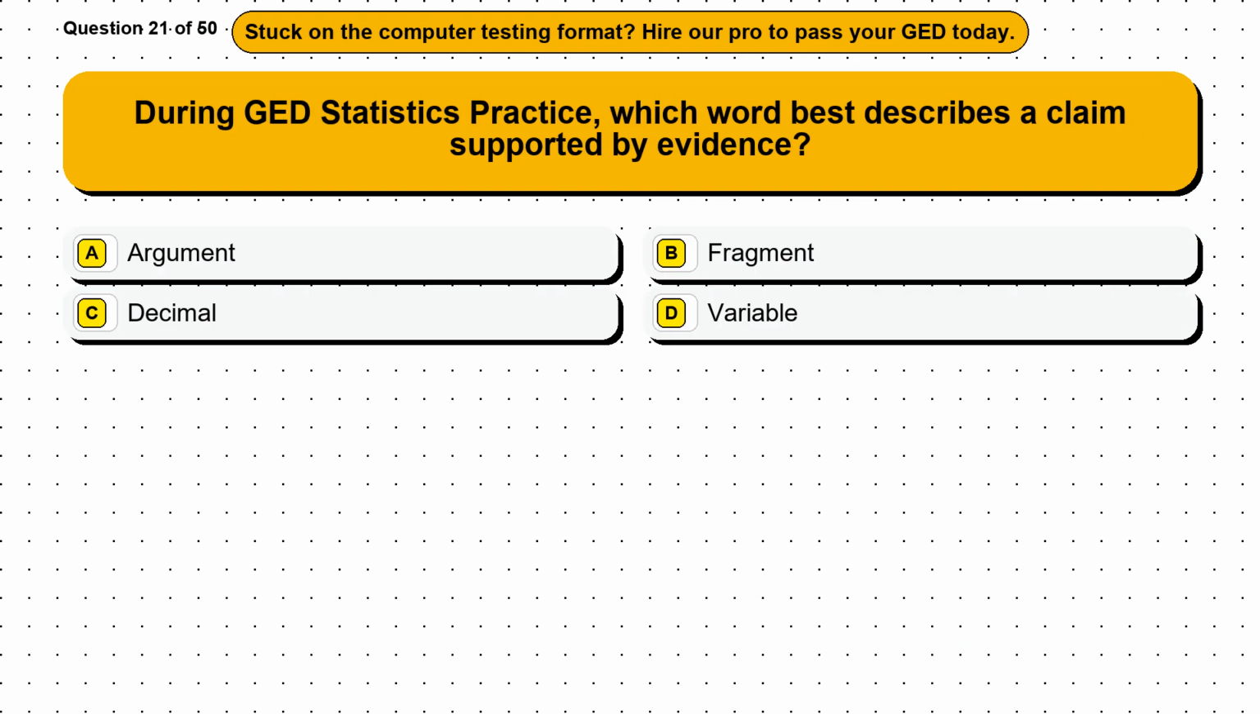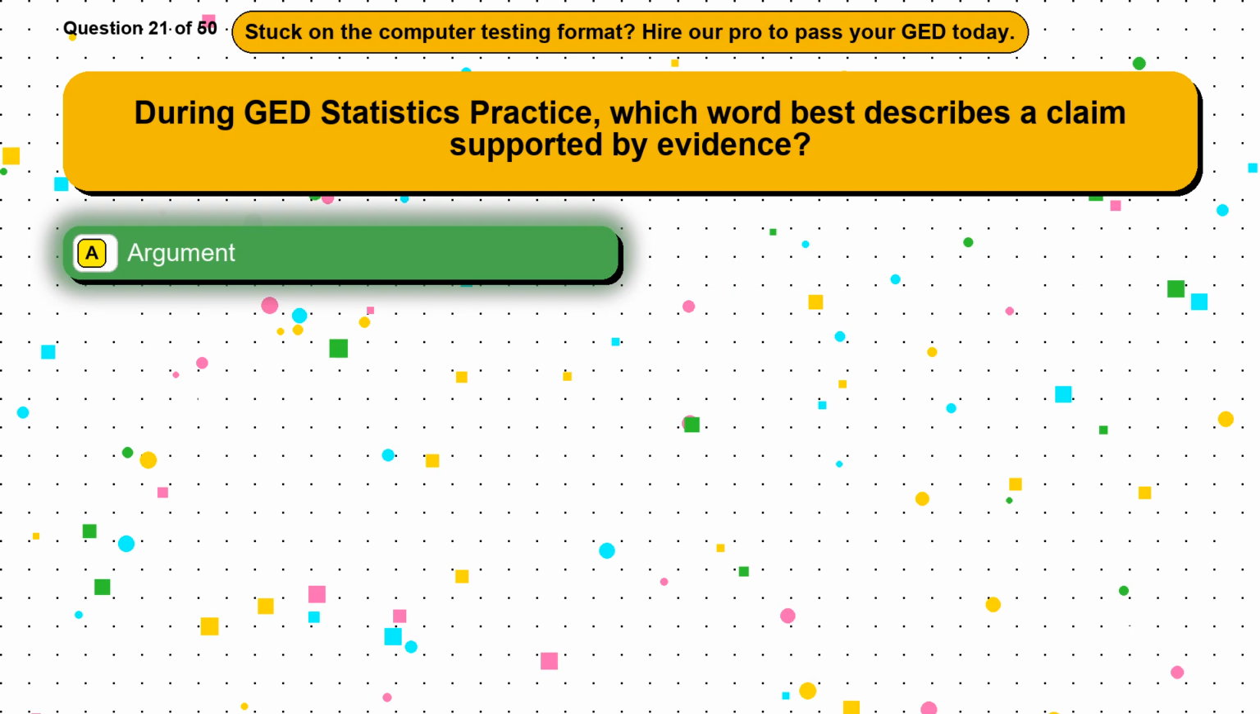Question 21. During GED Statistics Practice, which word best describes a claim supported by evidence? Option A, argument. Option B, fragment. Option C, decimal. Option D, variable. The correct answer is option A.